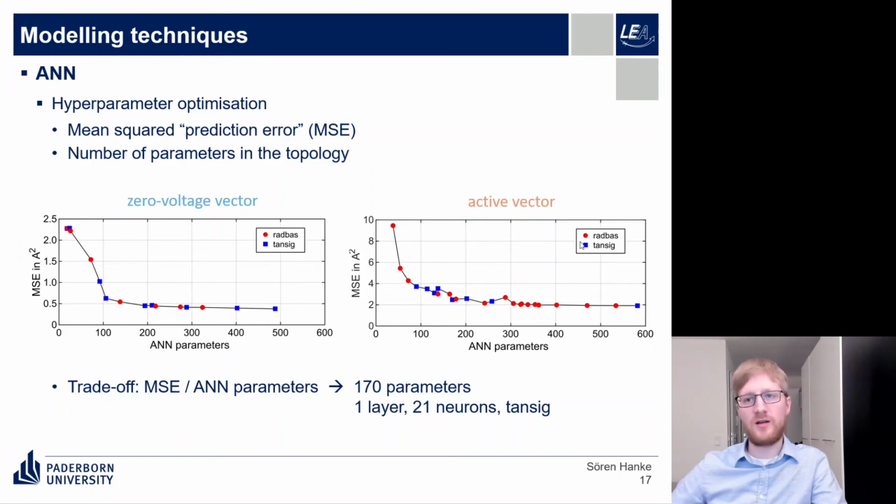You can also see that RADBAS and TANSIG both follow the same characteristics of the curve, and that with a larger number of ANN parameters, the prediction error does not decrease significantly. In this case, I've chosen a trade-off between the prediction error and the ANN parameters of about 170 parameters in the net topology. A net topology that delivers that amount of parameters is a topology with one layer and 21 neurons.